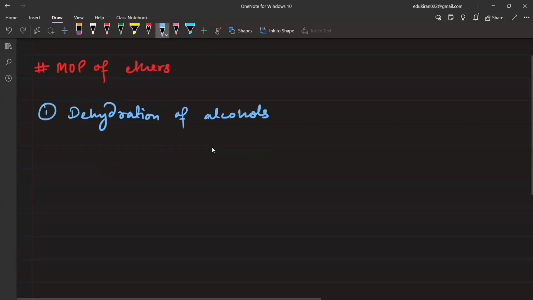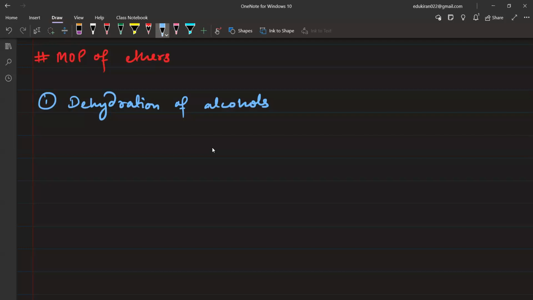Now, if your memory kicks back, you must remember this phrase, dehydration of alcohol, because we have already seen dehydration of alcohol in the reactions of alcohol. And when dehydration of alcohol happened, we saw that it was giving us alkene. It was an elimination reaction. So how is it going to make ether?